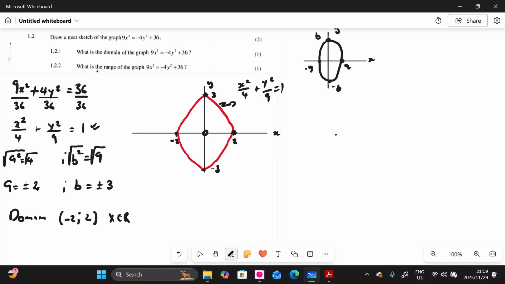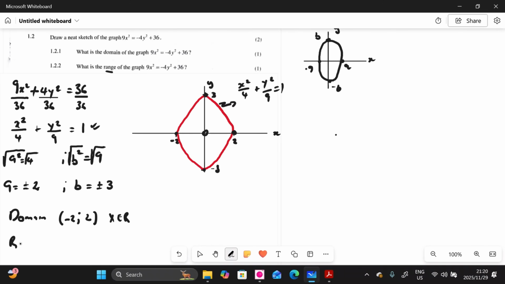As you can see, here's our next question, 1.2.2. Now, the next question, they're asking, what is the range of the graph 9x squared is equal to negative 4y squared plus 36? The very same graph that we just drew there. Now they're asking about the range. Again, guys, for the range, we are looking at the y-axis. So we're looking for the values of y, where the graph starts and where it ends. Now, as you can see, this is going to be negative 3 and 3.